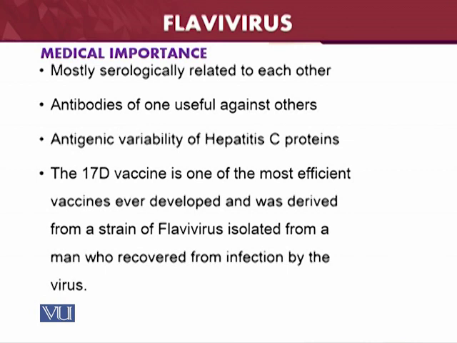The 17D vaccine is one of the most efficient vaccines ever developed, and it was developed against a flavivirus. So it is very nice that this vaccine is present, and it is important that it was derived against the flavivirus. The virus was isolated from a man who recovered from the infection by the virus, and the vaccine was developed.